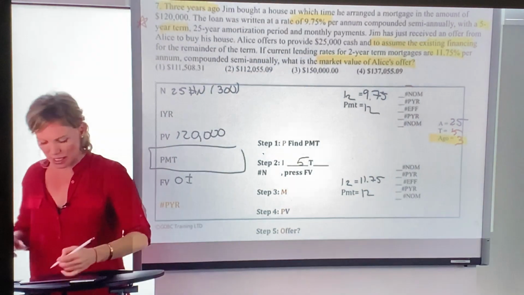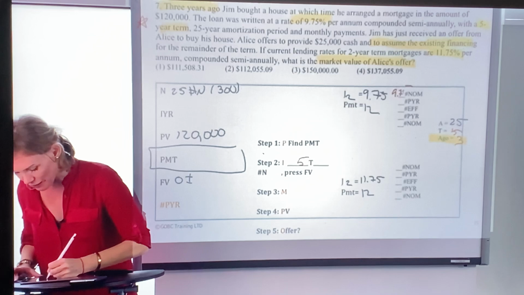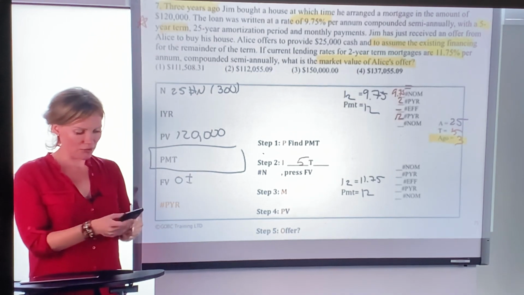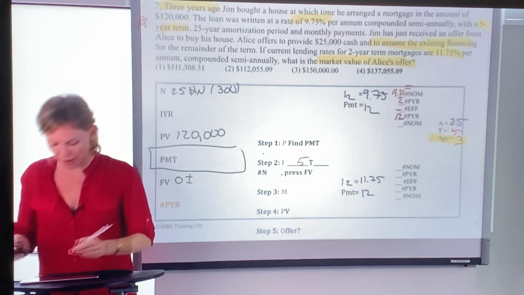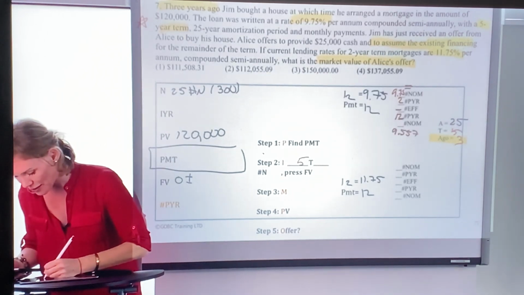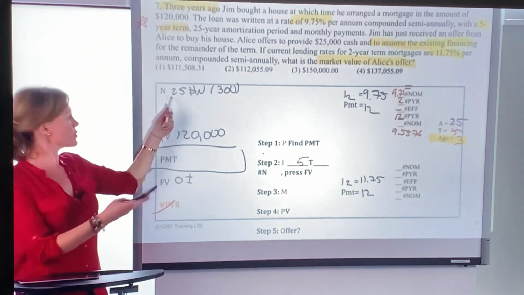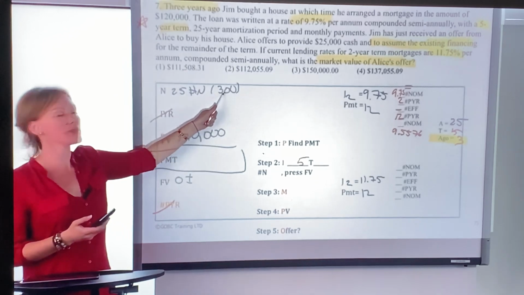So let's pull up your J's. Let's see how much it comes up to. 9.75, 2, and 12. Okay, you guys ready? 9.75, shift nom. 2 shift PYR, shift effective. 12 shift PYR, shift nom. 9.5576. Okay, we've done the conversion, cross off your IYR, PYR. N is for 25 years. So let's move on to this side. So 25 shift N. You should get 300 months.